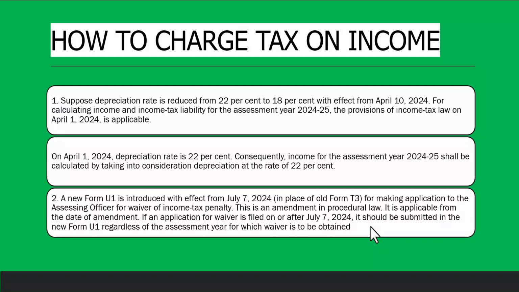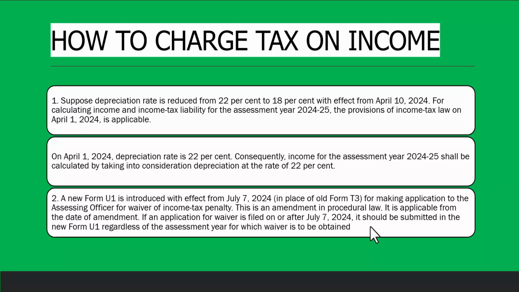A new form U1 is introduced with effect from July 7, 24 for making application to the assessing officer for waiver of income tax penalty. This is an amendment in procedural law. It is applicable from the date of amendment. If an application for waiver is filed on or after July 7, 24, it should be submitted in the new form U1 regardless of the assessment year for which waiver is to be obtained.